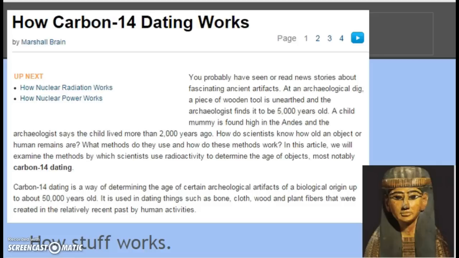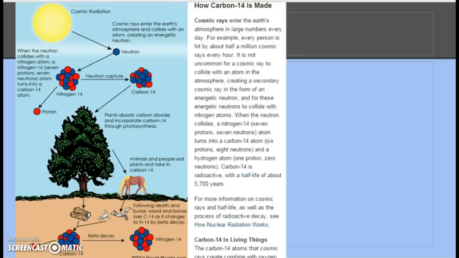is carbon-14 dating. So you've probably seen or heard at some point about mummies and how they can say how old they are. What they do is they use the carbon that is inside the artifact to determine how old it is. So bone, cloth, wood, plant fibers, anything that at one point was alive.